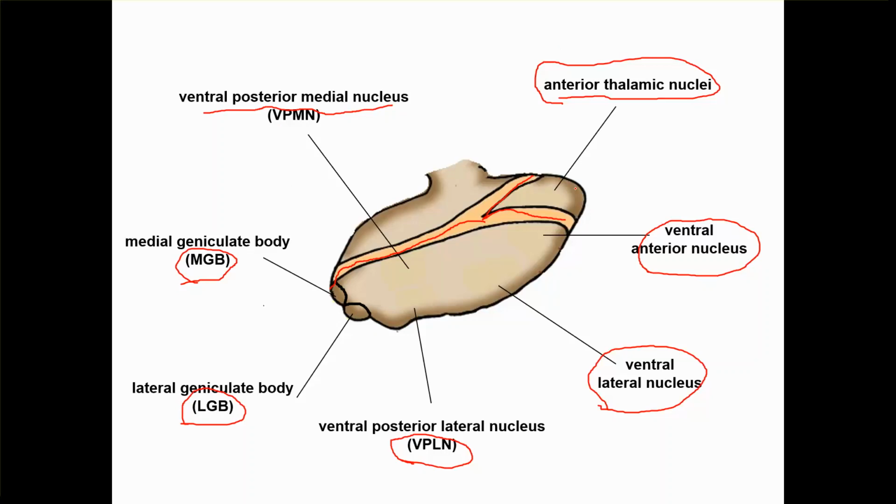So anterior thalamic nuclei, ventral anterior, ventral lateral nucleus. Then the posterior has ventral posterior lateral and ventral posterior medial. So I hope it was clear to see the section of the internal capsule and parts of the thalamus.